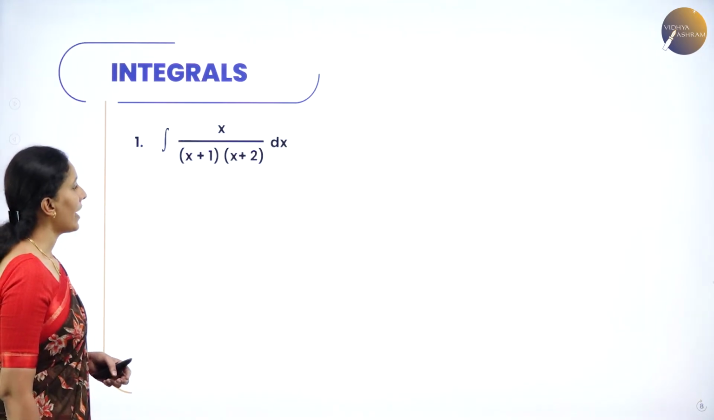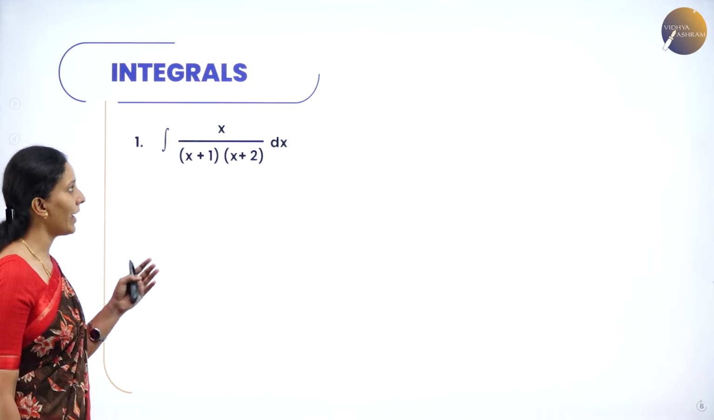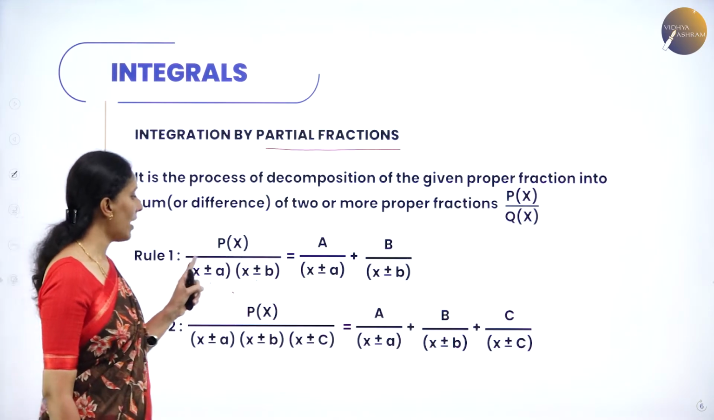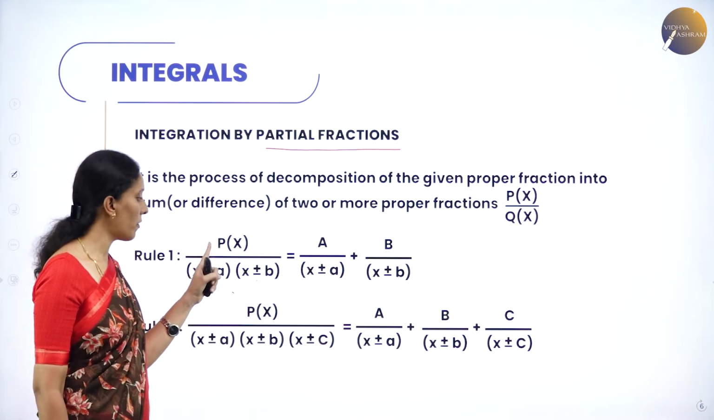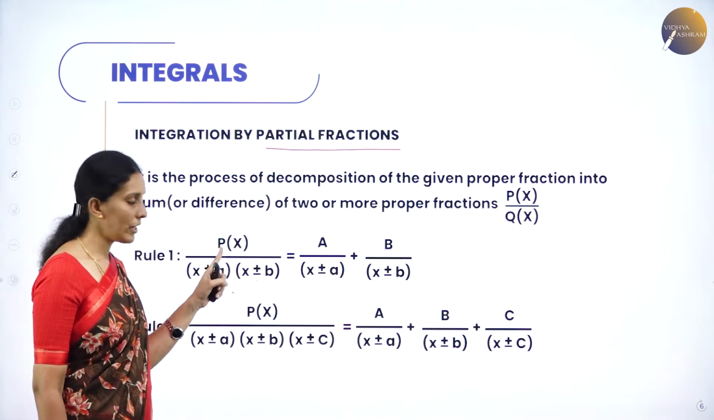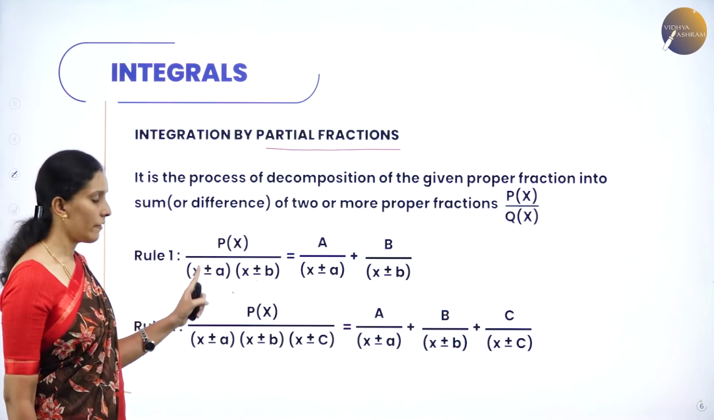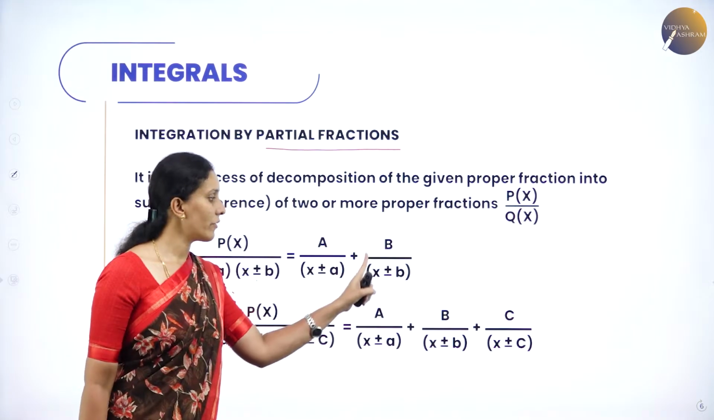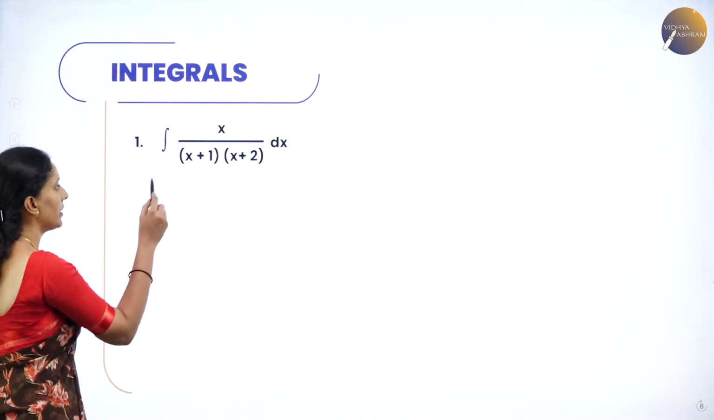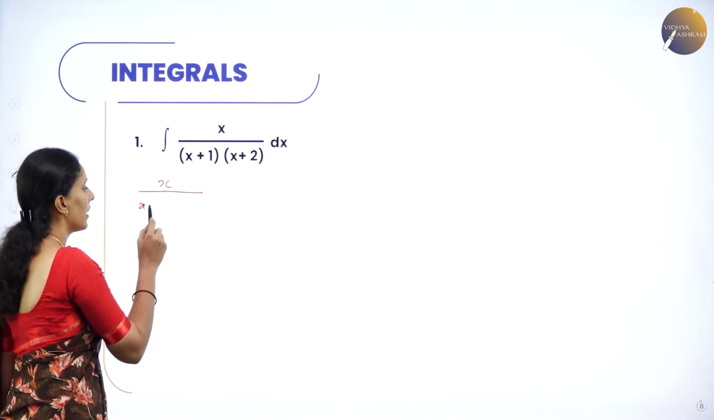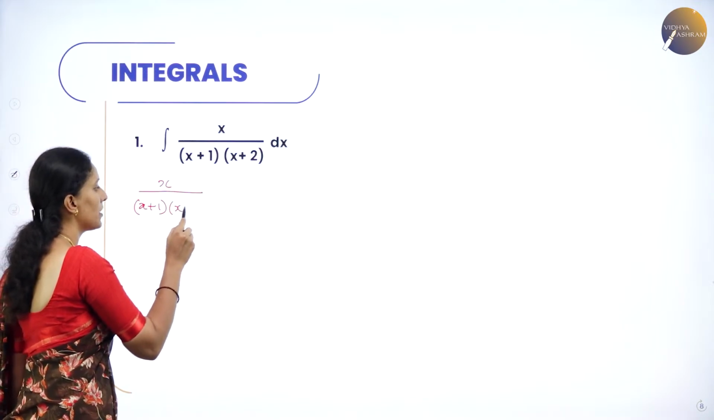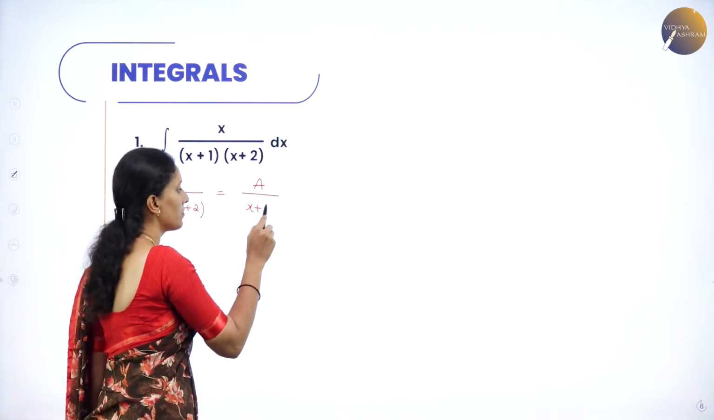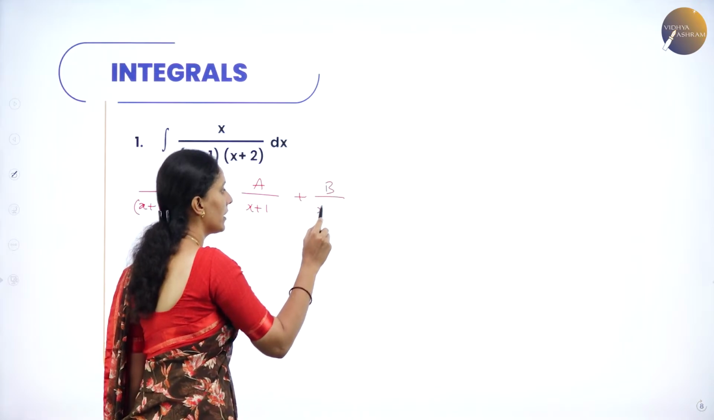First one, we have to find the integral of x divided by (x plus 1)(x plus 2) with respect to x. See here, when you have a polynomial function in the form of p of x by q of x. Now the given expression is x divided by (x plus 1)(x plus 2). So write the first factor in one fraction, write the second factor in another fraction. So we will get a divided by x plus 1 plus b divided by x plus 2.